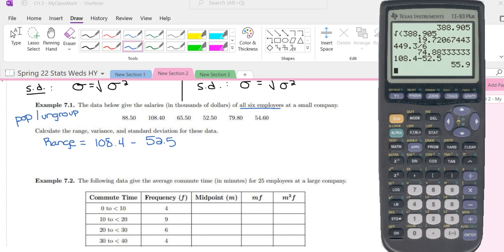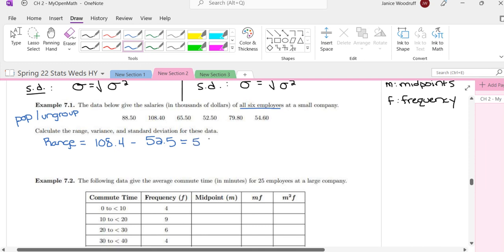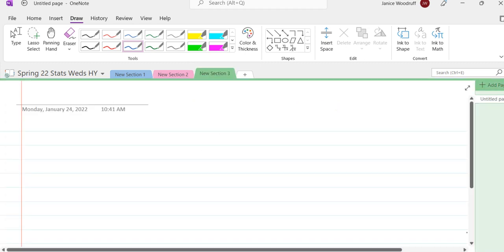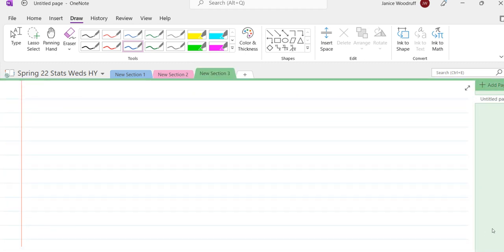$55.9. So the range of salaries spreads about $56,000 at this company. Okay, then we want to find the variance and the standard deviation. I did not give you guys enough room on this piece of paper. I'm sorry. Okay, I'm going to go over to another piece of paper. When you're doing these by hand, it's helpful to make a table. So you might want to get a piece of paper for this.